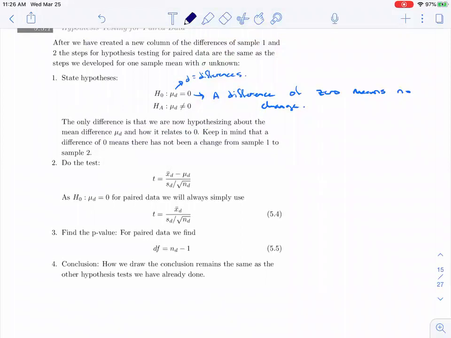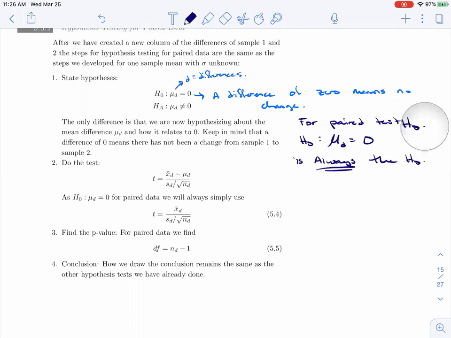So for paired tests, H naught is the mean difference. So mu subscript d equals 0 is always the null hypothesis, right? Your H naught.